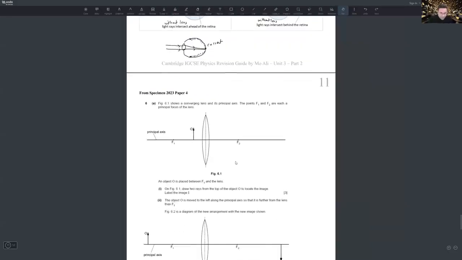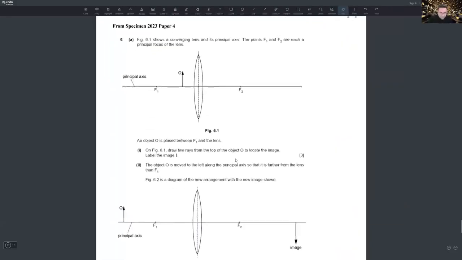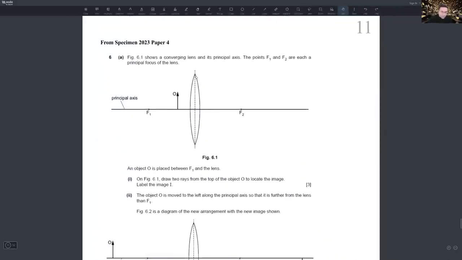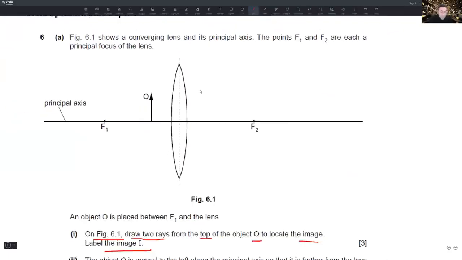Let's solve a couple of questions and we'll be done then. Yeah. This is from specimen 23. He's given me a lens, a principal axis, my focal points, and the object. And he says, on figure 6.1, draw two rays from the top of the object to locate the image, label the image. So just draw. Well, I'm going to draw a couple of rays. And before I start, guys, what do you think?